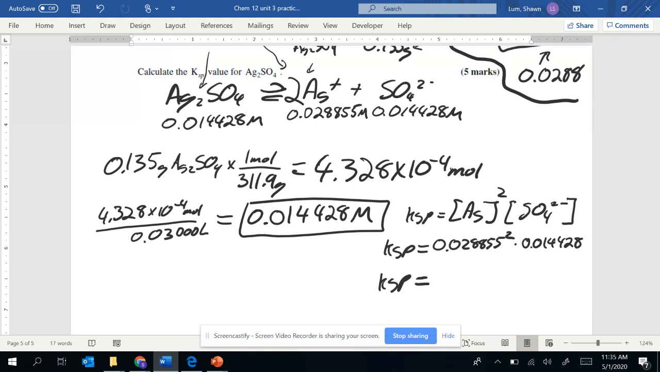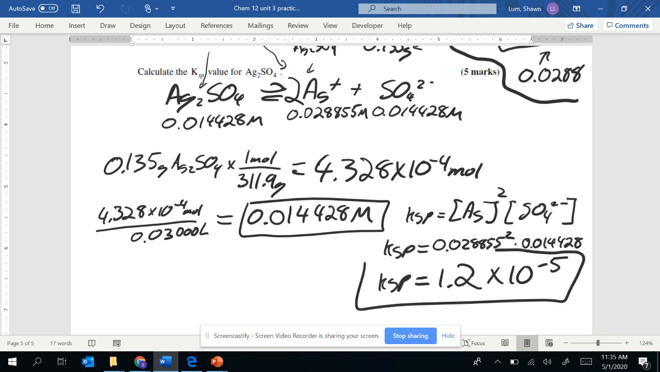So I'm going to square this number, equals, times 0.0144428 equals, and I get 1.22 times 10 to the negative 5. Okay. And yeah, so that's essentially my answer. That's how I found Ksp for this thing.